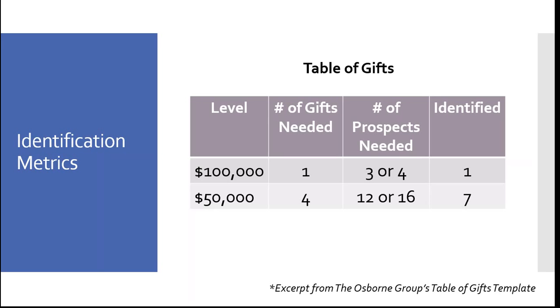Once we know how many gifts we need at different levels, that helps us identify the number of prospects. There's a lot of different rules of thumb. We typically say 3 to 4 prospects per gift are needed at each of the different levels. So once you've identified how many gifts you need at each level, you can start to decide how many prospects you need.